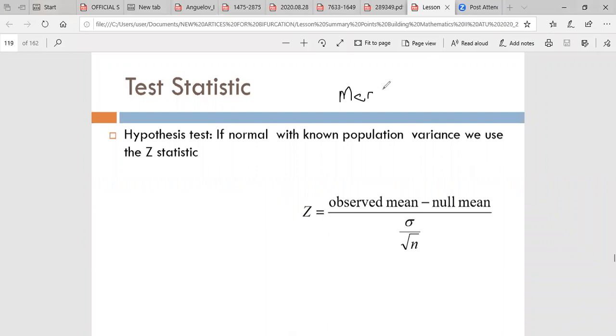And for the population mean, there are two types of tests which can be used. It's either the T statistic or the Z statistic. So the question is, when do we use the Z and when do we use the T? Now, this is how the flow chart looks.